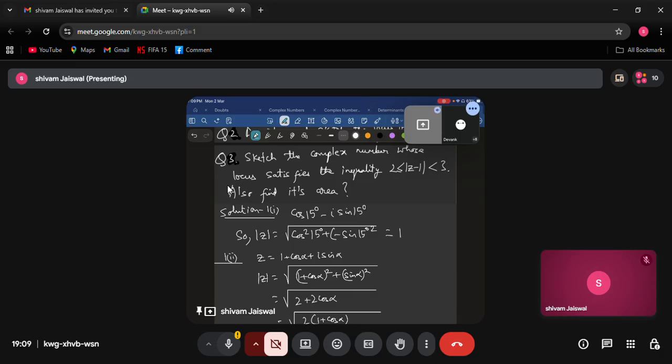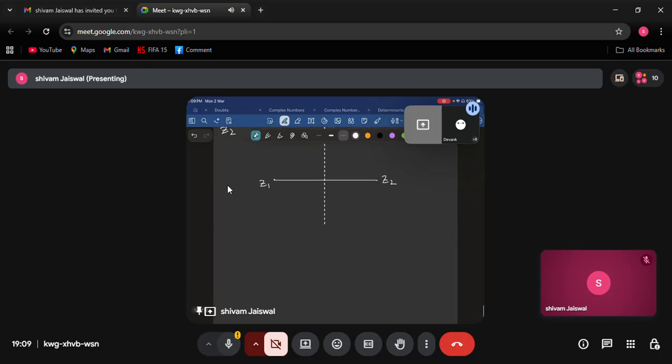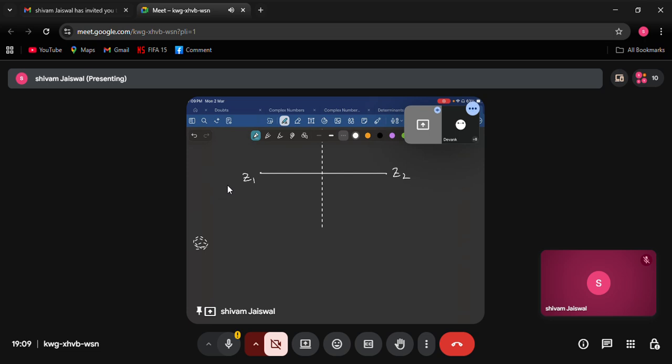Okay, so everyone see. Mod of z minus 1 is less than 3. So what does mod of z minus 1 equal to 3 represent? Tell me. Circle with center 1 comma 0 and radius 3 units. Right, tell me, everyone. Mod of z minus 1 equal to 3 is a circle with center 1 comma 0 and radius 3.